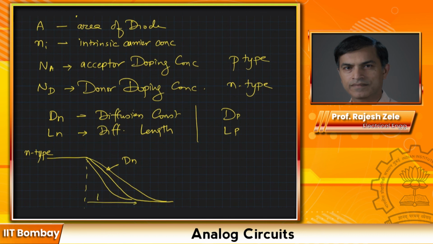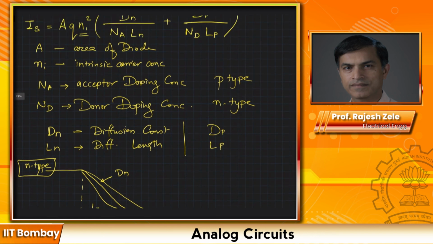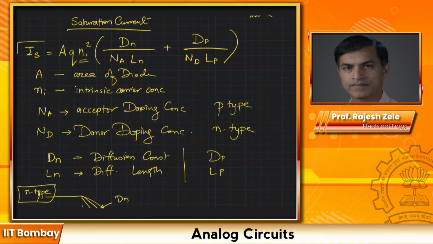And what is the diffusion length? So Dn and Ln would be for the n-type. Similarly, you will have Dp and Lp for the p-type. Okay, so this is the way you can figure out what the saturation current IS of the diode is.